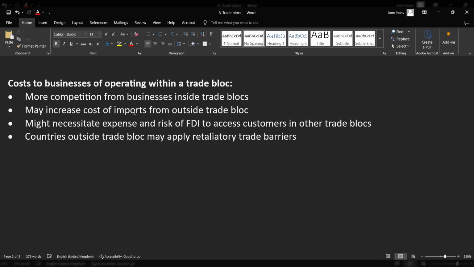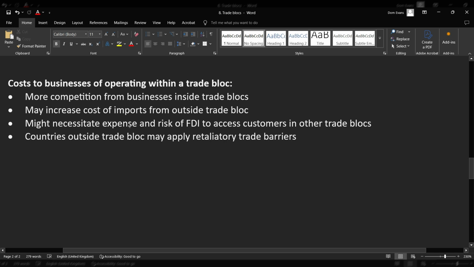As I mentioned earlier, if I'm doing loads of importing from outside the trade bloc, because of the common external tariff, I join the trade bloc, and suddenly, that great relationship I had with a Japanese manufacturer is, well, the imports will get more expensive because I have to apply the common external tariff.